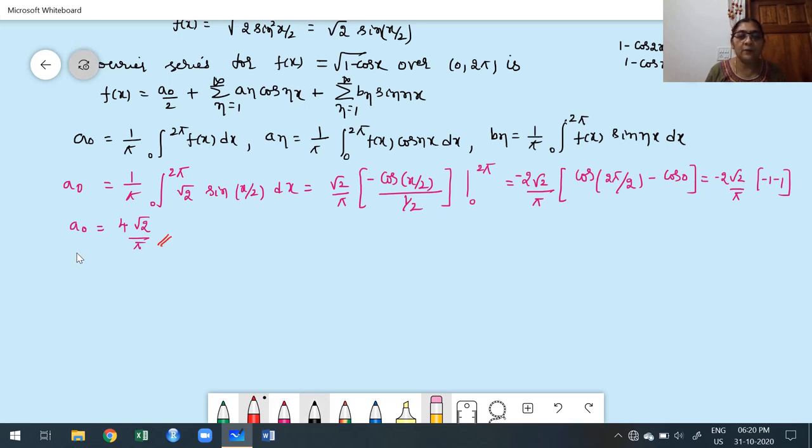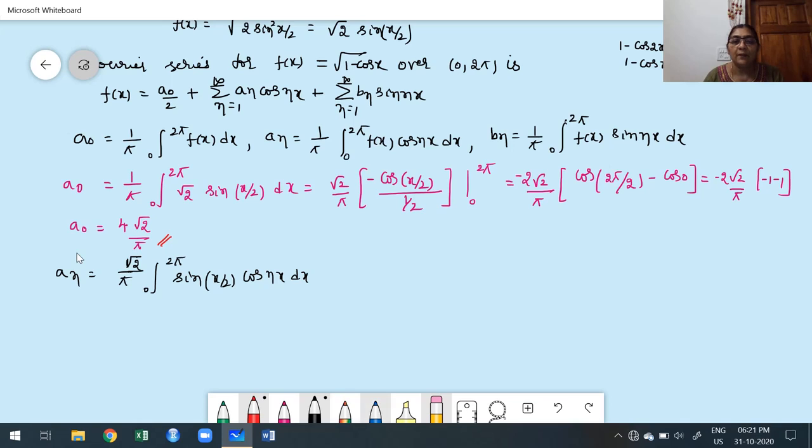For now, the formula for An is 1 by pi, integral 0 to 2 pi. While writing this function, root 2 is a constant, keep it outside. Sine of x by 2 into cos of nx with respect to x. Now how to proceed here? I go for the transformation formula.